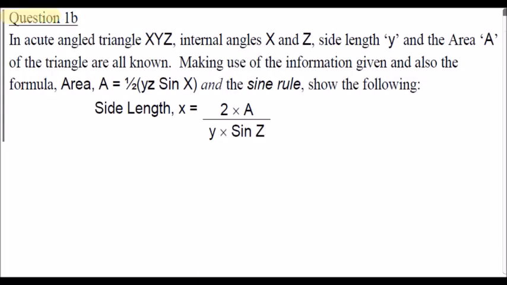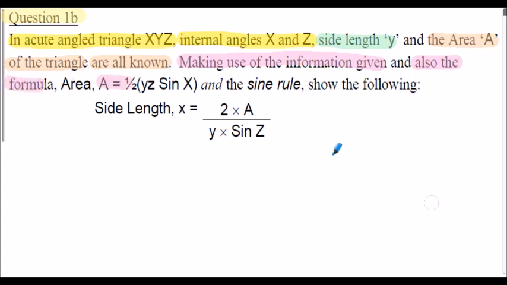Question 1b. In an acute angled triangle labelled xyz, the internal angles x and z, side length y, and the area A of the triangle are all known. Making use of the information given and also the area formula, A is equal to half yz multiplied by the sine of angle x, and also the sine rule, we've got to show the following: that side length x is equal to twice the area divided by side length y multiplied by the sine of angle z.